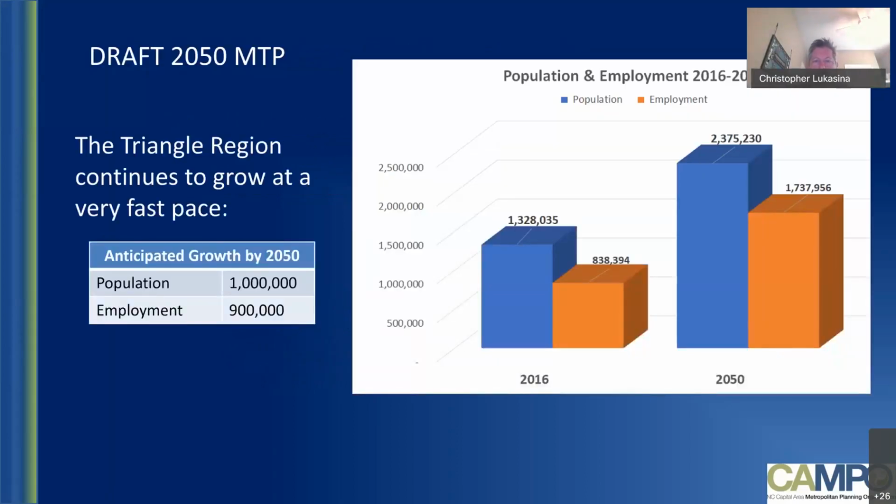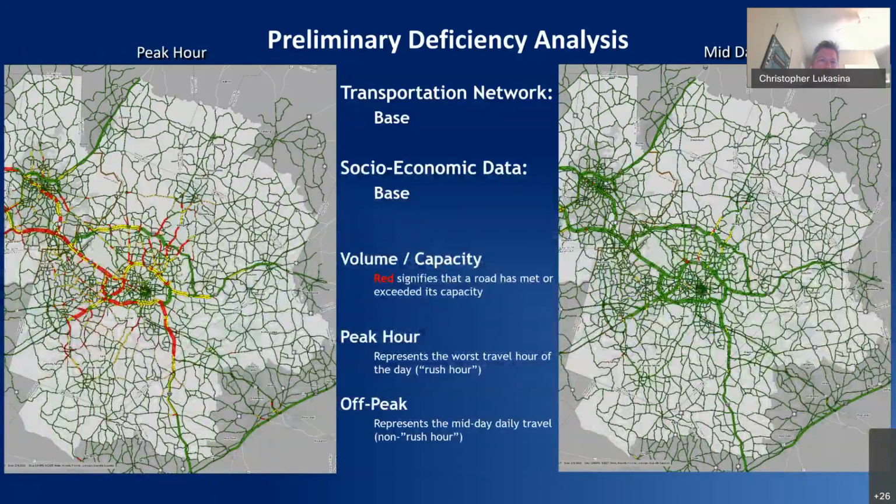So that future growth for us means our growth between our current base year, 2016, and our future out year of 2050. Our population is growing by about 1 million people, and our employment is growing by about 900,000 jobs. These numbers will tend to fluctuate a little bit between now and when we finalize them for our MTP adoption over the next many months, but they are in the correct ballpark now. The final numbers may fluctuate a little bit, but these are getting really close to where they're going to end up being. So again, 1 million new people and 900,000 new jobs.